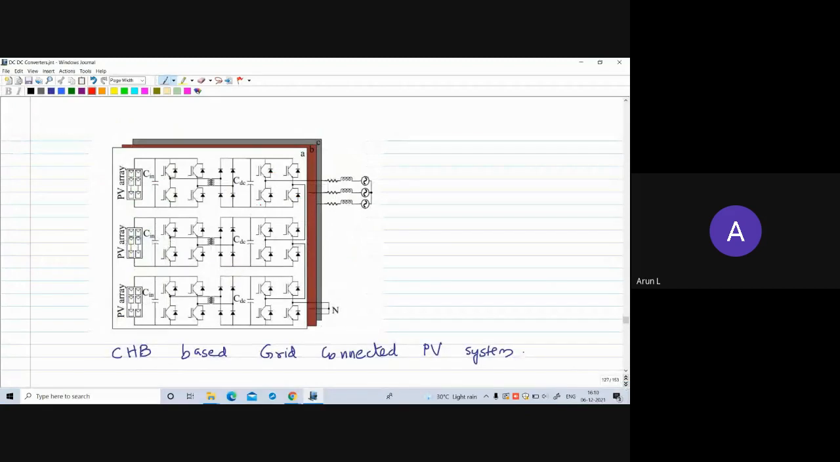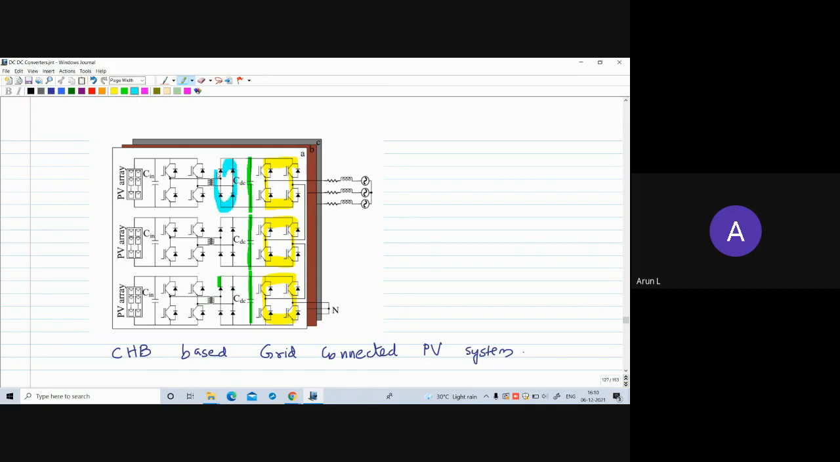So this is a typical cascaded H-bridge-based grid-connected PV system. Here, you can see H-bridges. One full bridge is here, one other full bridge is here, another full bridge. And these full bridges are connected in cascade, so they form a CHB. And for a CHB, you need a DC supply. So that DC link is here, and this DC is coming from this bridge rectifier.